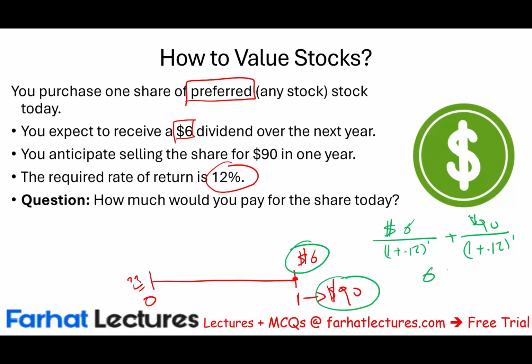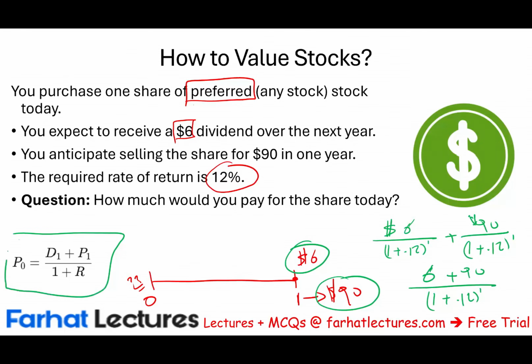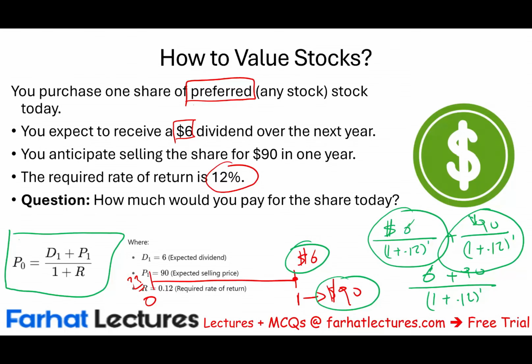Let's not say 96. 6 plus 90 divided by, because they both have the same denominator, 1.12 raised to the third power. So this is exactly what I did. Therefore, to find the price today, this is the formula. The price today is the discount of the dividend at the required rate of return, which is the $6, plus the discount of the price given the required rate of return, given the time period, and we said 1 year. Well, if we do that, let's go ahead and do the computation.